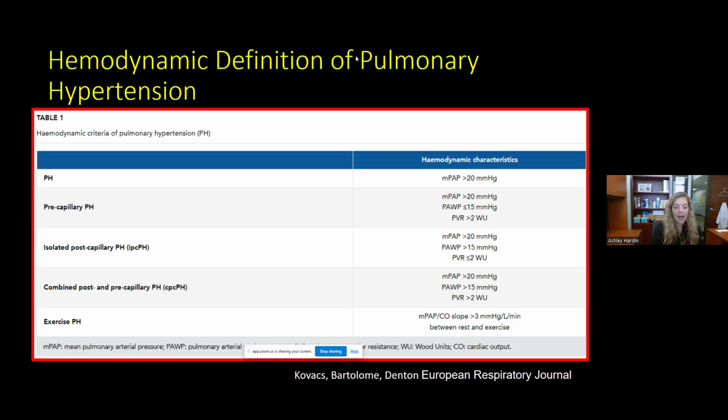If you have isolated post-capillary pulmonary hypertension, you of course meet criteria for PH, mean PA greater than 20, but your wedge is greater than 15, and your PVR is low, less than or equal to 2. Combined pre and post capillary pulmonary hypertension, which we see in a lot of our heart failure patients, whether with HFrEF or HFpEF, mean PA pressure greater than 20, their wedge is elevated, and so is their PVR. And then briefly, we're not going to talk about this in detail. It could be a whole talk on its own, but exercise-induced PH or uncovering left-sided pulmonary hypertension, your mean PA pressure over your cardiac output, the slope of that ratio of greater than 3 millimeters mercury per liter per minute between rest and exercise is suggestive of exercise-induced pulmonary hypertension.